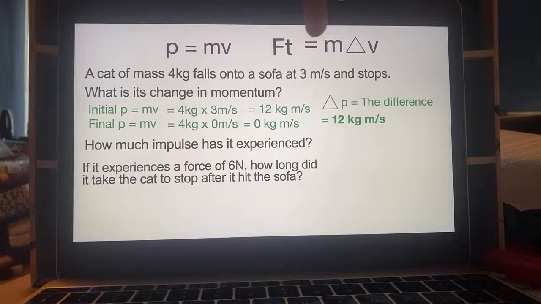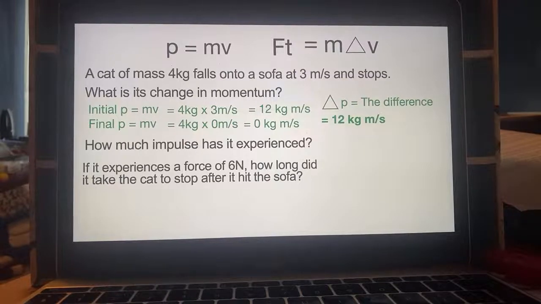Actually, I'm just seeing, obviously, you could use this equation as well, couldn't you? You could say, okay, I can see that the mass is 4, the change in velocity is from 3 to 0, so I know that that's 3, and then you would just end up with, if you know that impulse is the same as change in momentum, you could just say it's mass times 4 times 3, which is 12.